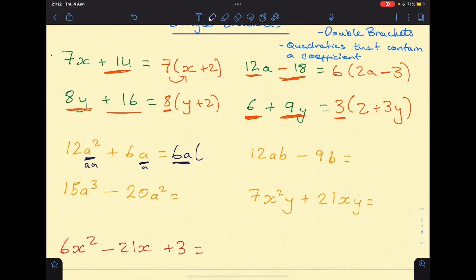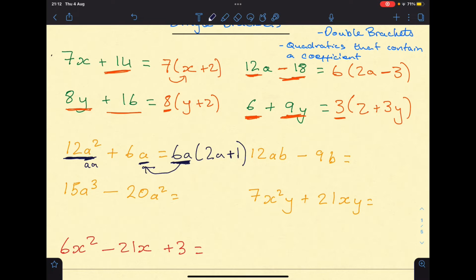Then I open my bracket. What do I multiply 6a by to get 12a squared? Well, 6 times 2 is 12. And then a multiplied by a is a squared. Then I say to myself, what do I multiply 6a by to get 6a? That would be positive 1. Okay.